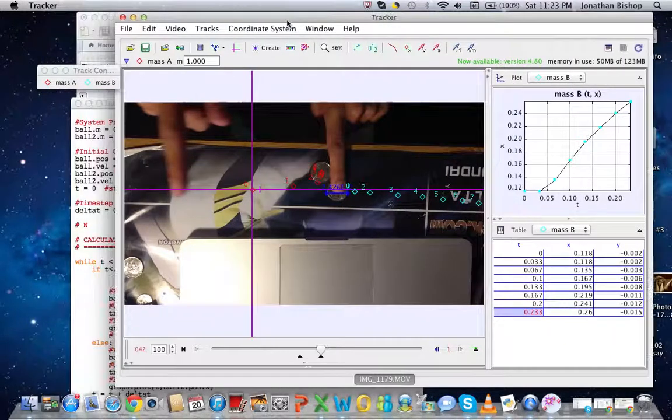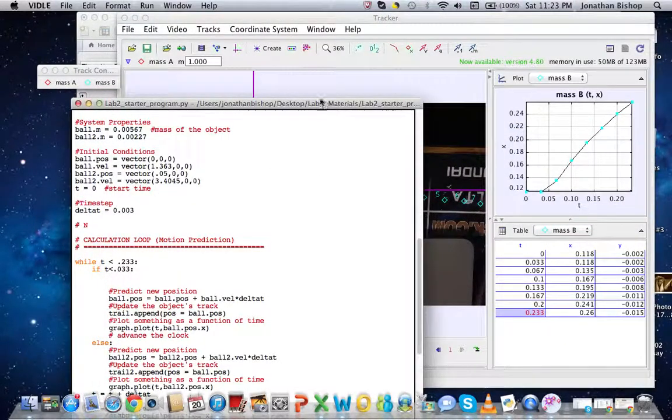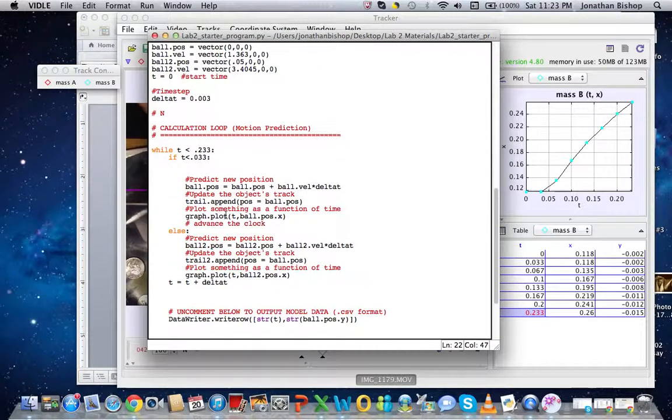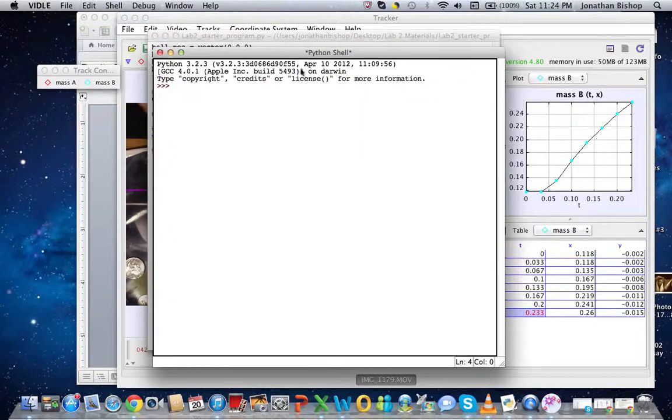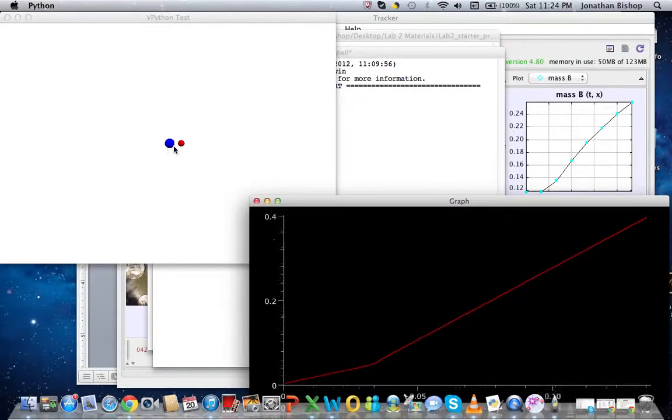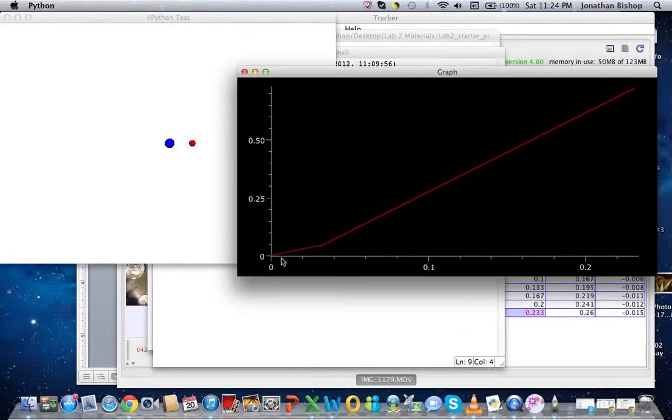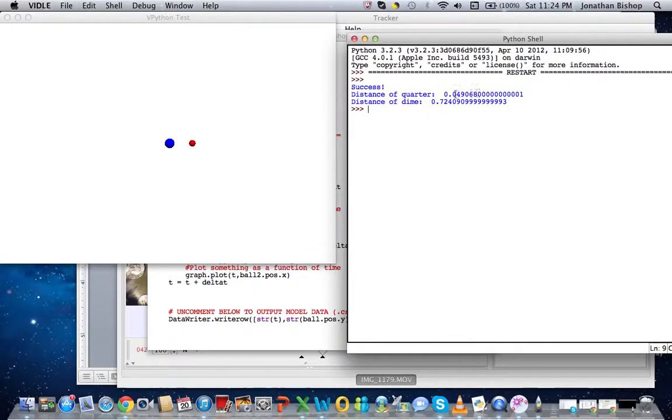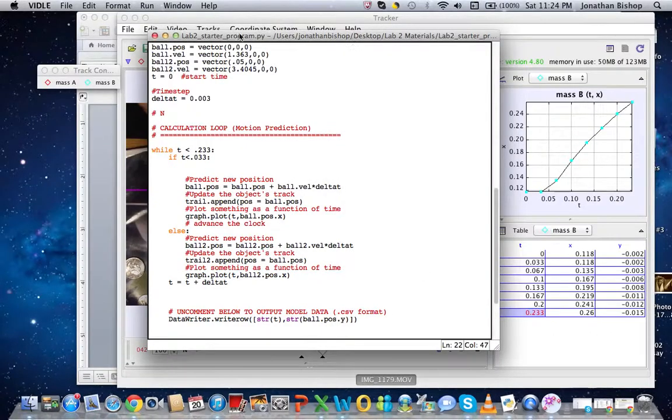Sorry about that. And the change of time was 0.0033. And so here is my model. As the quarter moved, and then it hit the dime, and here is when the dime moves. And then there's the graph. Okay, and here are the results, and this is the final position of both the quarter and the dime.